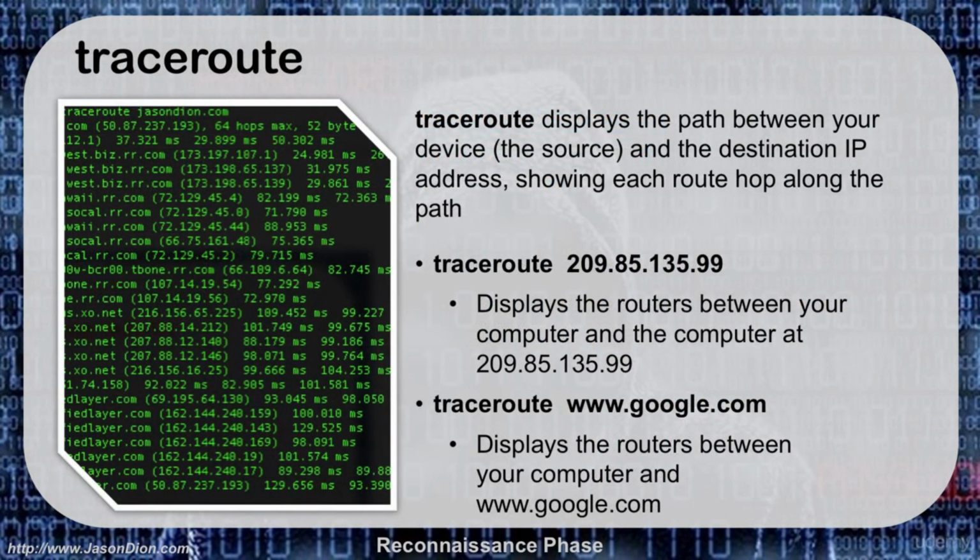The next tool we're going to talk about is traceroute. And traceroute displays the path between your device, our Kali workstation, and the destination IP address, showing each router hop along the way. So every time I find a router or a firewall, it's going to display that route. For instance, if you do traceroute and the IP address, you'll get those routes in between. If you do traceroute and the domain name, such as google.com, you'll be able to see all the routers and firewalls between your computer and google.com.